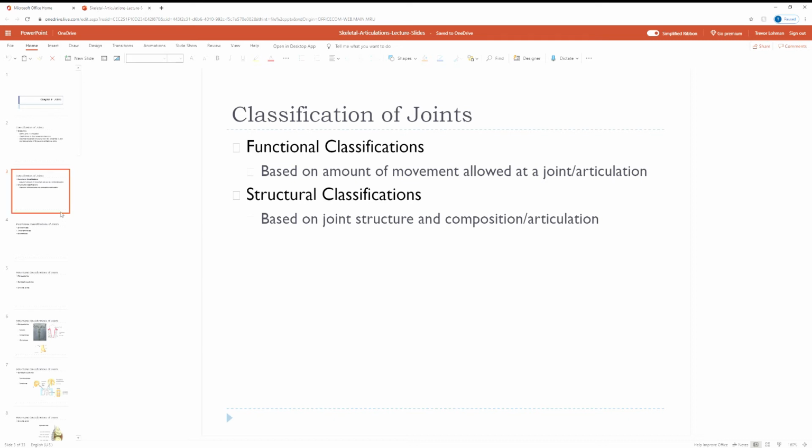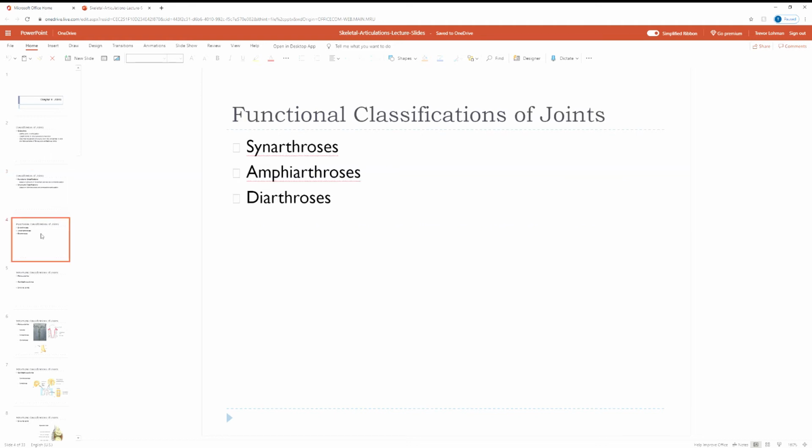There's two categories or two classification systems. The first is based on the amount of movement allowed at a joint, which is called the functional classification. And the second is based on the composition of the joint, which is called the structural classification. So let's start off with functional. There are three functional joint categories: synarthroses, which you can also say is a synarthrodial joint or synarthrosis, amphiarthroses, and diarthroses. Synarthroses allow essentially no movement. Amphiarthroses allow very little movement, and diarthroses allow the most amount of movement of any of these three categories.